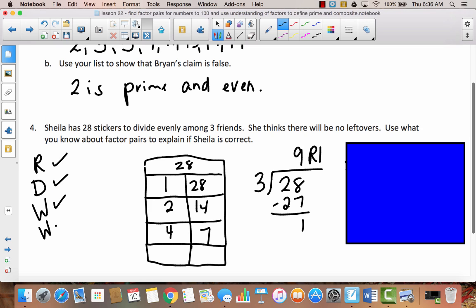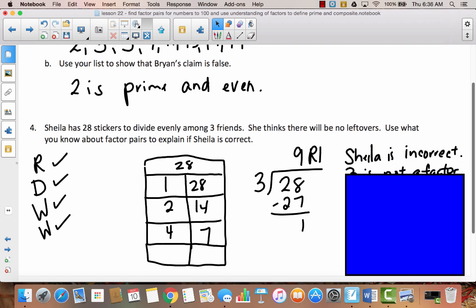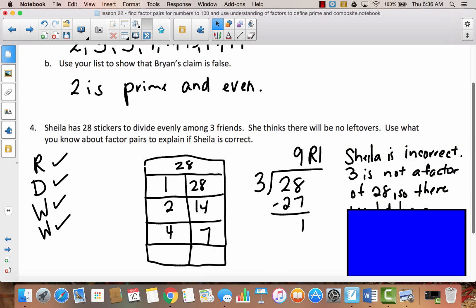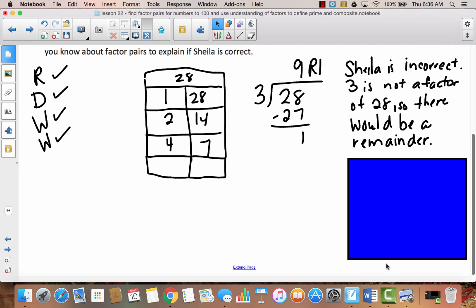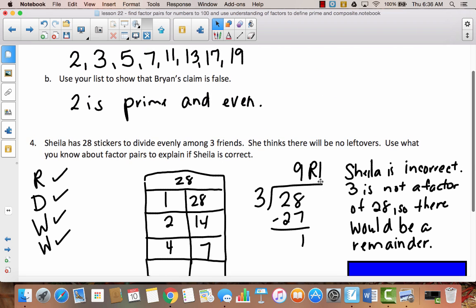Okay, so I read the problem, I wrote a number sentence. Now I'm ready to write an answer to the question. Use what you know about factor pairs to explain if Sheila is correct. So I went ahead and wrote over here, Sheila is incorrect. 3 is not a factor of 28, so there would be a remainder. So what can we learn from that? We can learn that you can tell if a number is a factor of another number by dividing it. And if there is a remainder, then that means that that number is not a factor of the larger number.